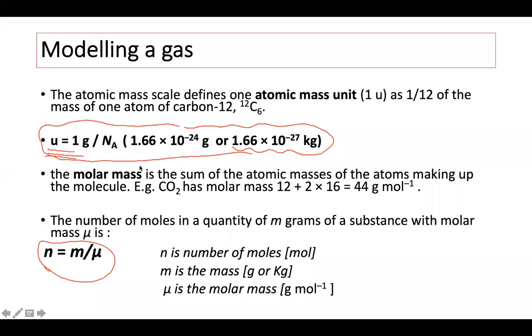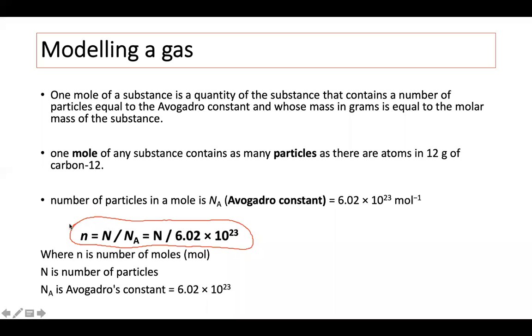You have to understand that the Avogadro's number can be used in this relation. n is the number of moles, equal to N, the number of particles, over Na, the Avogadro's number. So if you want to calculate the number of moles, it equals the number of particles over 6.02 multiplied by 10 to the power 23.